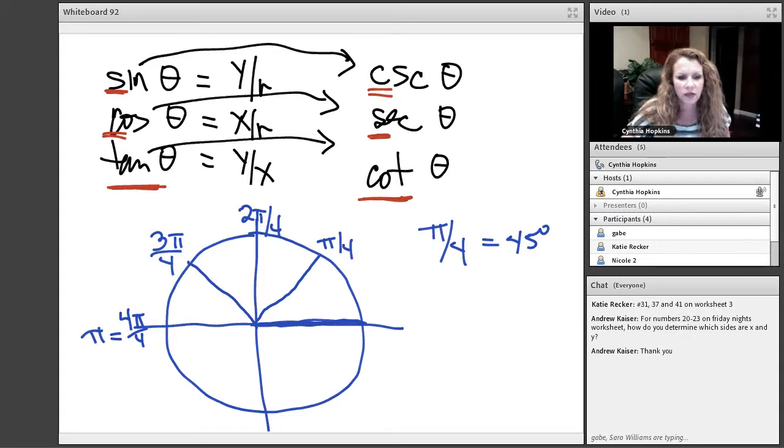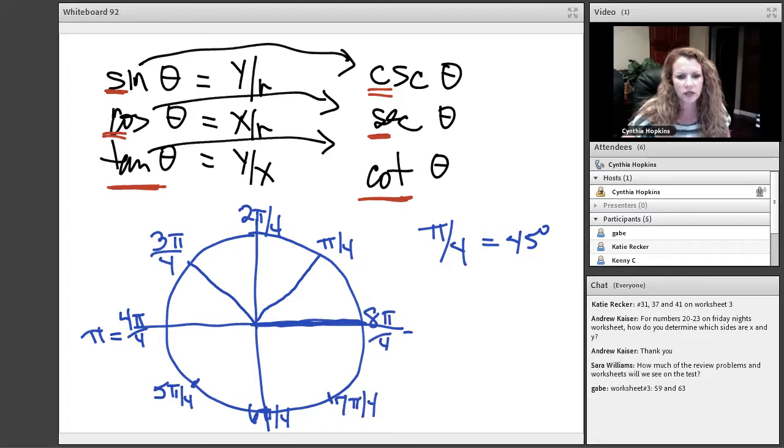Okay, I'm not going to do the whole line. I'm just going to go like this, little tick marks like this. So this is going to be 5 pi over 4, 6 pi over 4, which of course simplifies, 7 pi over 4, and when I get all the way around, I'm at 8 pi over 4, and that of course simplifies to 2 pi, which is 1 complete revolution.